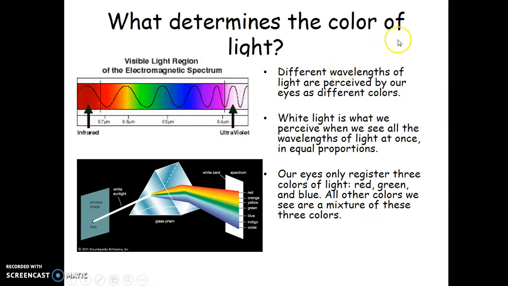So what determines the color of light? There's only a really small, narrow part of the electromagnetic spectrum that's actually visible to us. We can only see this part, the red, orange, yellow, green, blue, indigo, and violet. Okay, so we call it ROY G. BIV. And white light is what we perceive when we see all the wavelengths of light at once in equal proportions. So our eyes only register 3 colors of light, by the way. It's red, green, and blue. And all the colors we see are a mixture of these 3 colors.